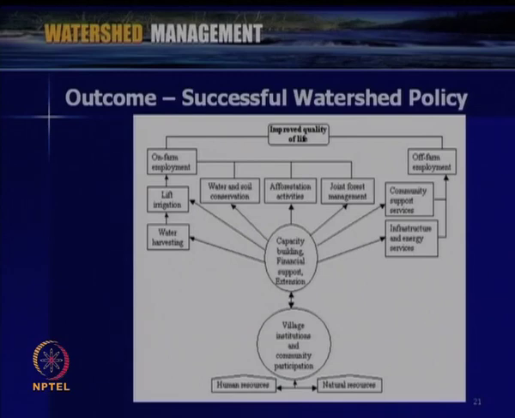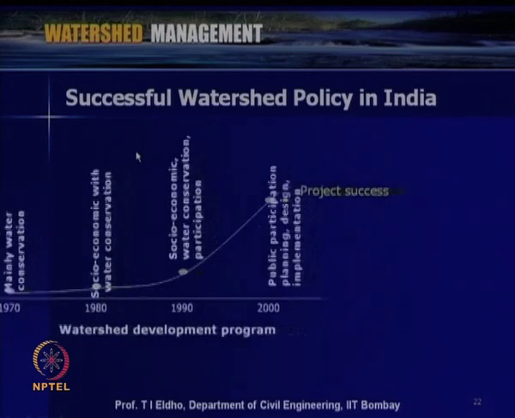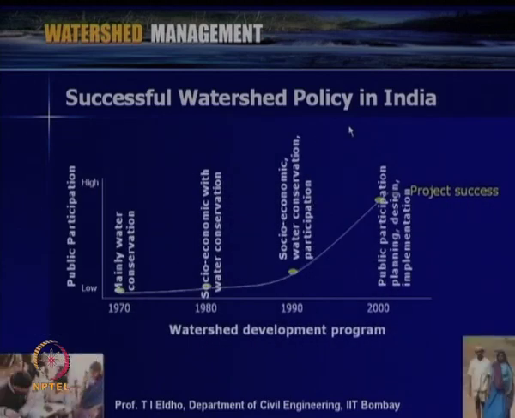And then finally, all these good policies will lead to better employment, better development, and finally the outcome will be improved quality of life for the people of a particular area. So, a successful watershed policy gives overall development, overall improvement in the socioeconomics of the people, and of course, sustainable development as far as the watershed, or the flora and fauna of the particular area, is concerned. This block diagram shows the outcome of a successful watershed policy.